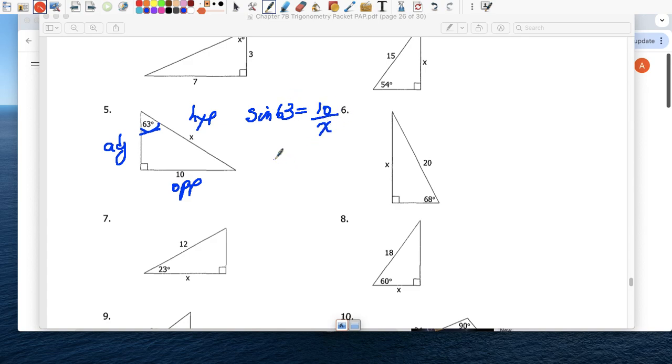And again, cross multiply. So this time when you cross multiply, you actually get x times sine of 63 equals 10, and then you end up dividing both sides by sine of 63.